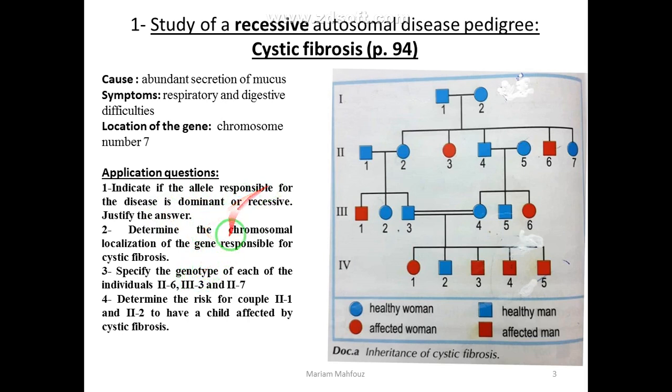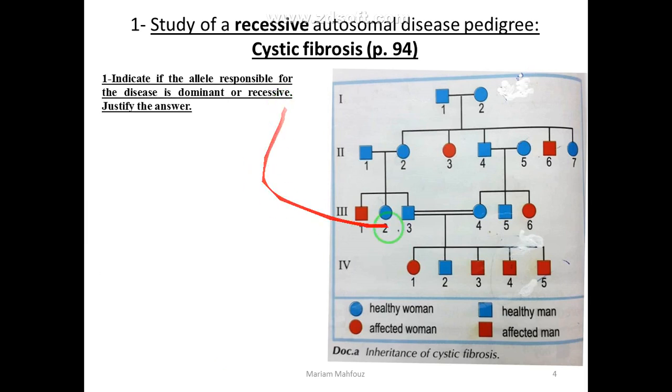The first question is to indicate if the allele responsible for the disease is dominant or recessive, and to justify the answer. The second is to determine the chromosomal localization of the gene responsible for cystic fibrosis, which means whether it is autosomal or gonosomal. The third is to specify the genotype of each individual mentioned here, and then to determine the risk. Usually these 4 questions are the most asked in the official exam, so follow me very well.